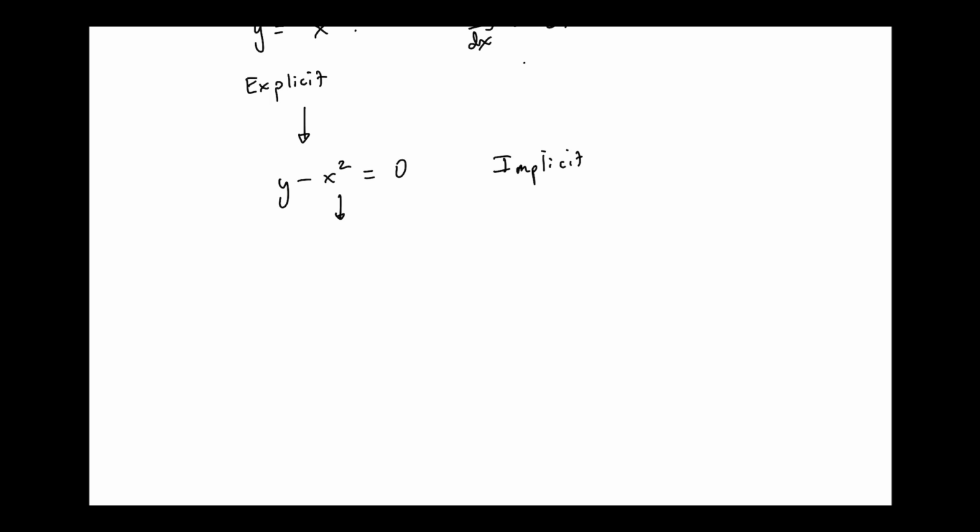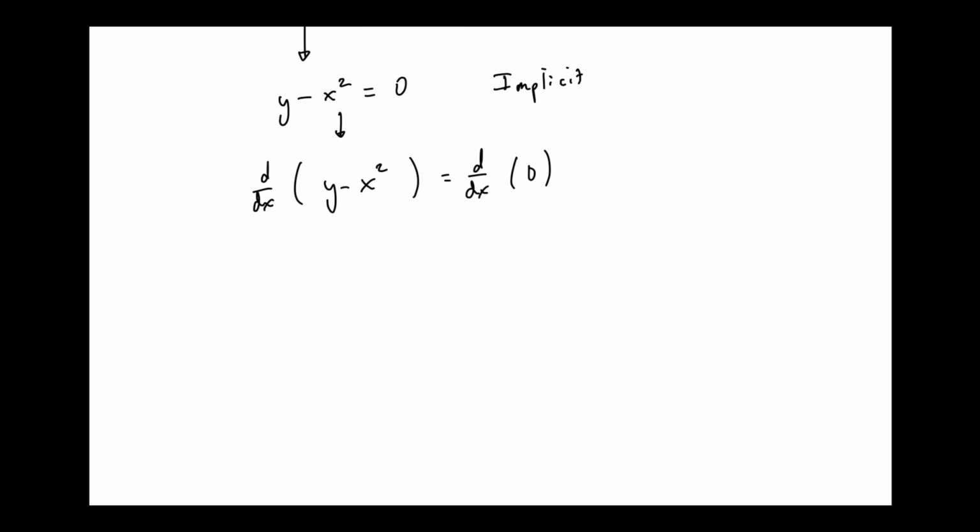All right, so if I take the derivative of both sides, well, let's work from the right to the left. The derivative of 0 is 0. That's easy. The derivative of minus x squared is minus 2x. And then what's the derivative of y? Okay, so here's where we've got to be careful.